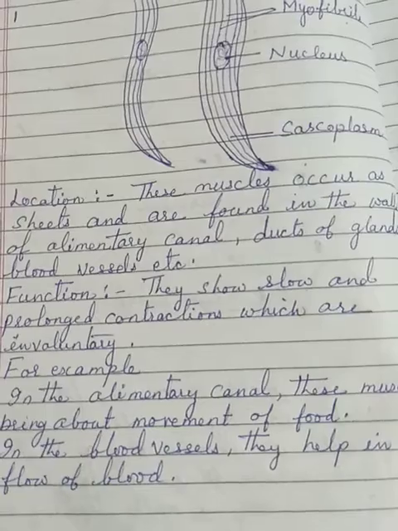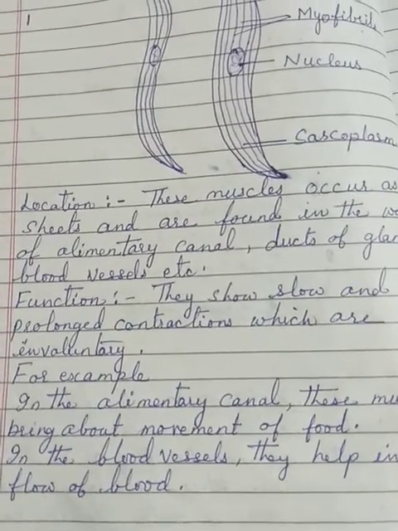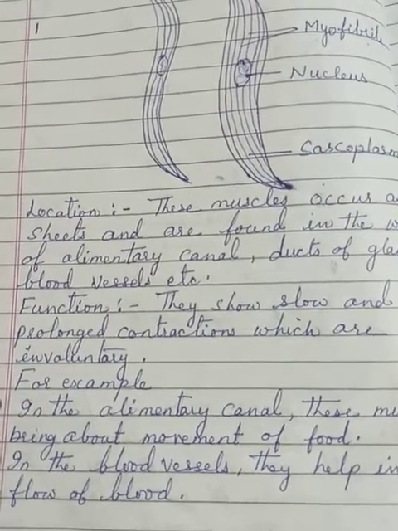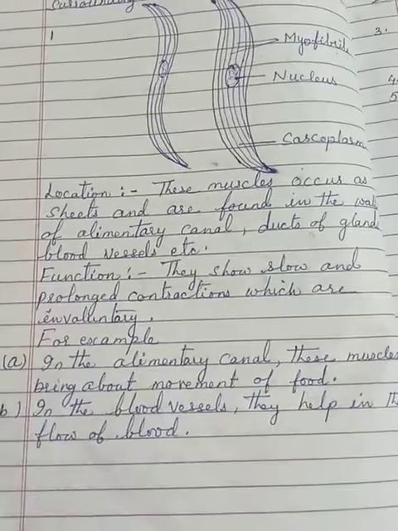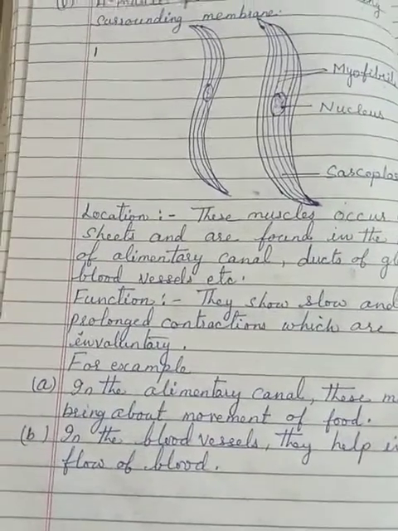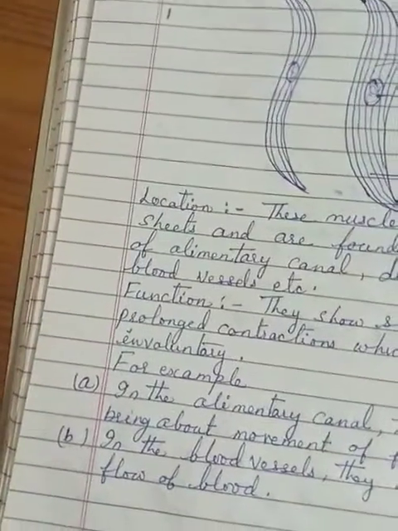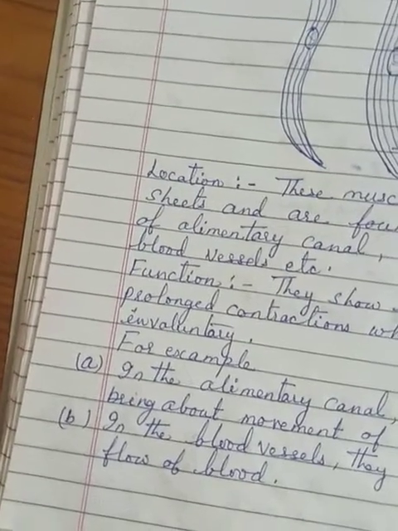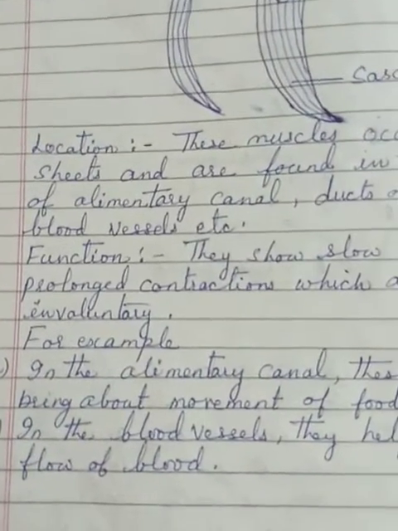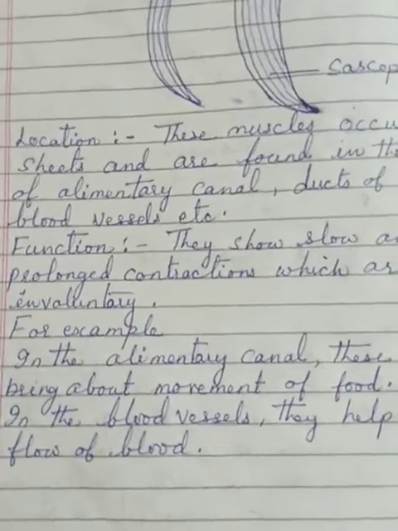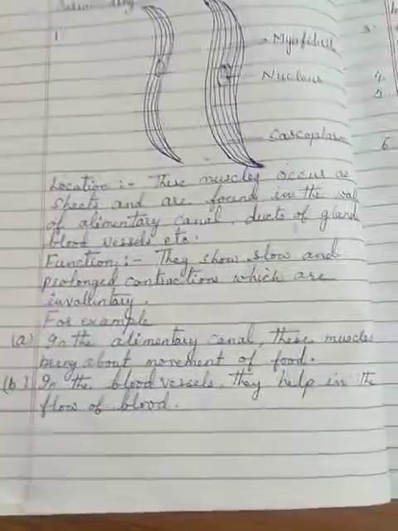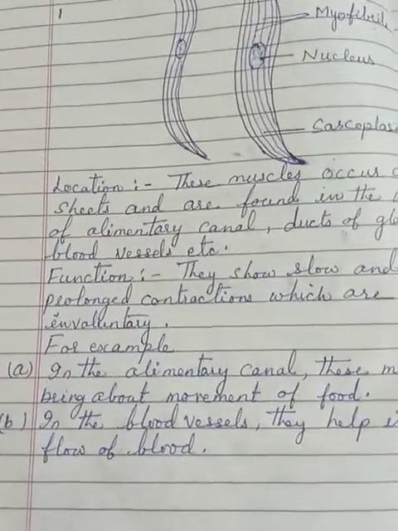They show slow and prolonged contractions which are involuntary. Their main function is to show slow and prolonged contractions. That means these muscles contract slowly and may maintain the contractions for a prolonged period of time. This contraction is continued for a longer period, and they are also involuntary, that is, they are not under our control.